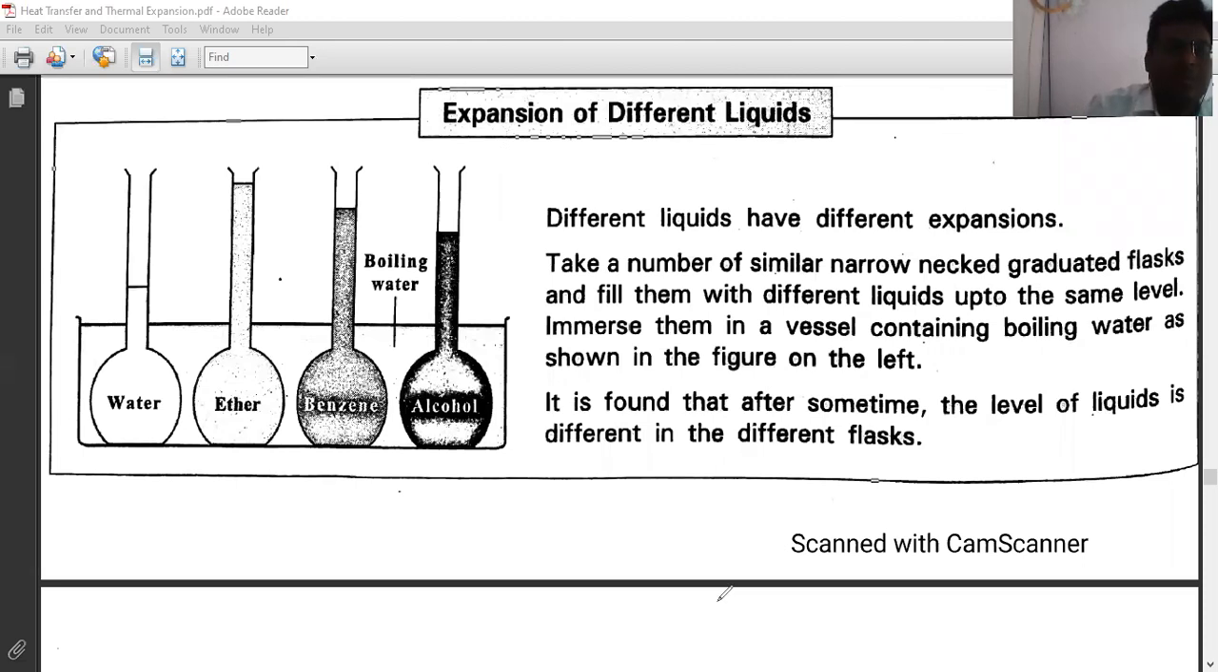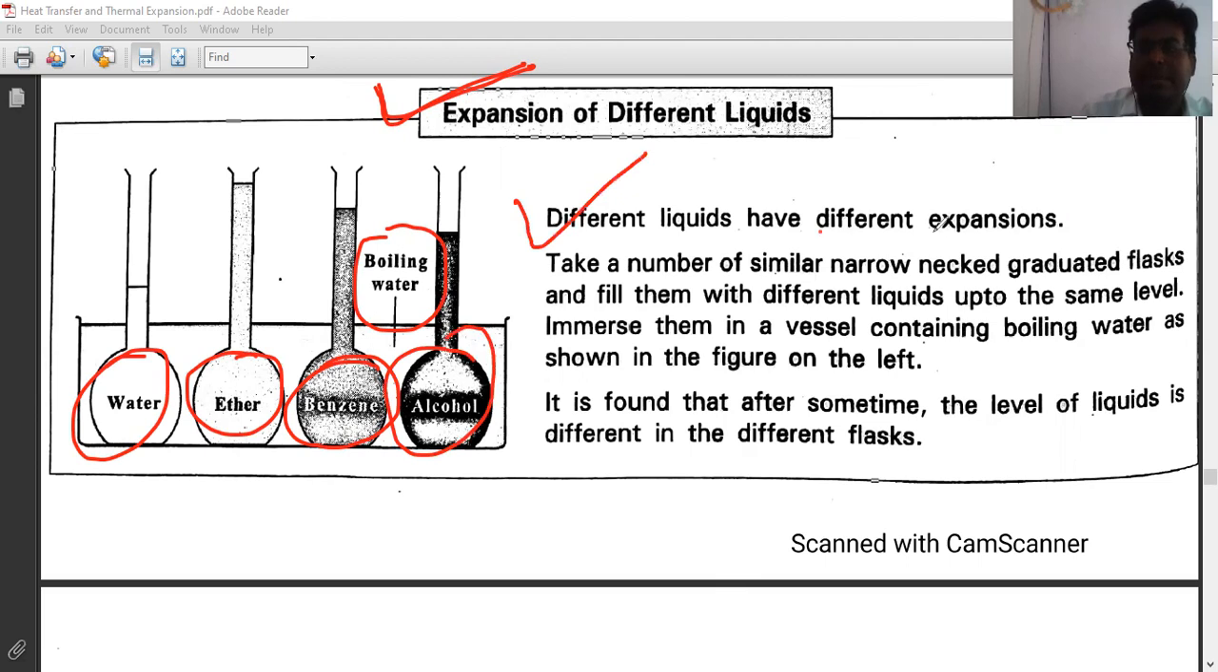Now look at the next point, expansion of different liquids. So this is your water, this is your ether, this is your benzene. So boiling water, this is your alcohol. So different liquids have different expansion, right? Because its internal structure is different. So its expansion property is also different.